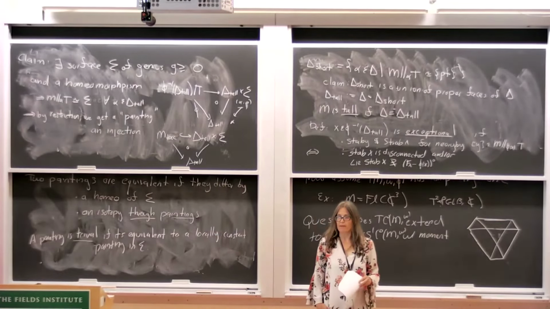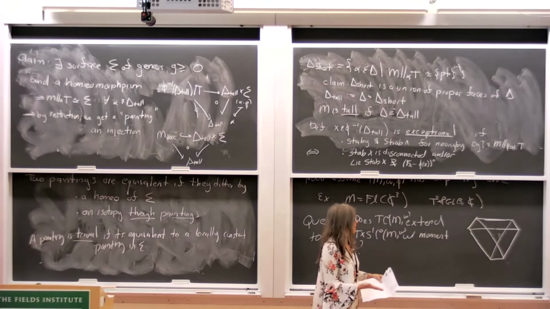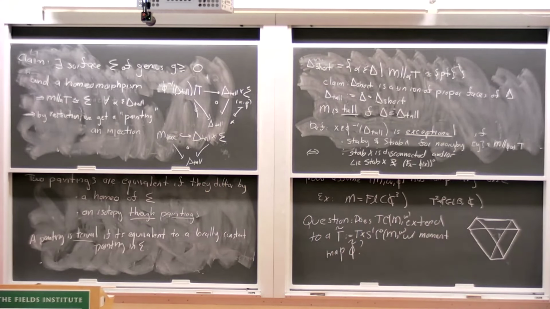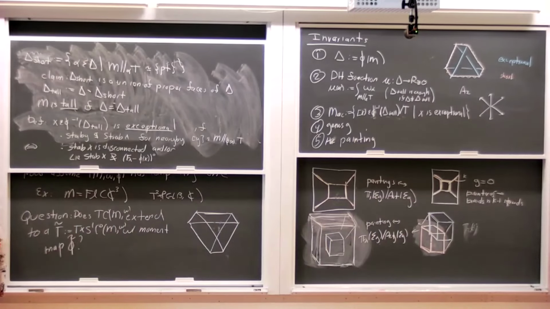So anyway, that's the invariant. And I want you to note that this does not affect the equivariant cohomology at all. Paintings are not visible to equivariant cohomology. In some cases they're equivariantly diffeomorphic, and in some cases they're not.